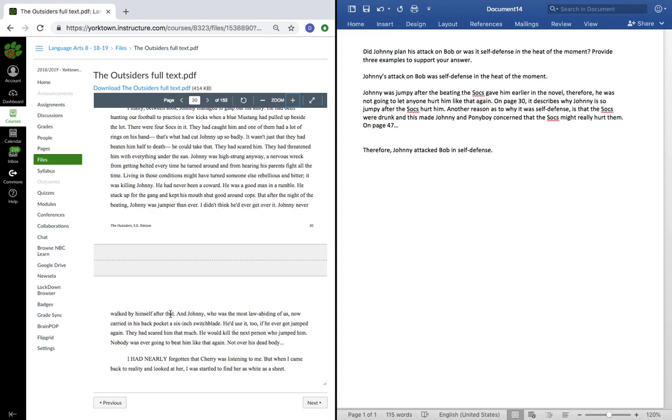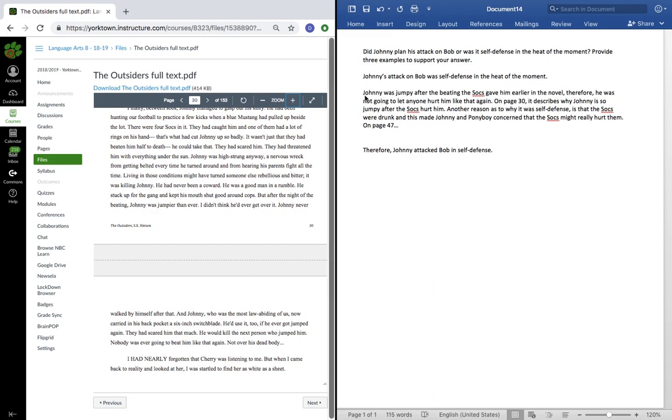Johnny never walked by himself after that, and Johnny, who was the most law-abiding of us, now carried in his back pocket a 6-inch switchblade. He'd use it too, if he ever got jumped again. They had scared him that much. He would kill the next person who jumped him. Nobody was ever going to beat him like that again, not over his dead body. So that information right there provides evidence that this was self-defense. He was beaten before, and nobody was ever going to do that again, and that's why he carried the switchblade.